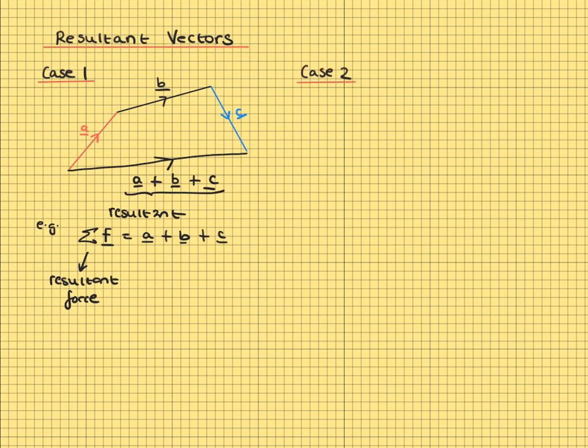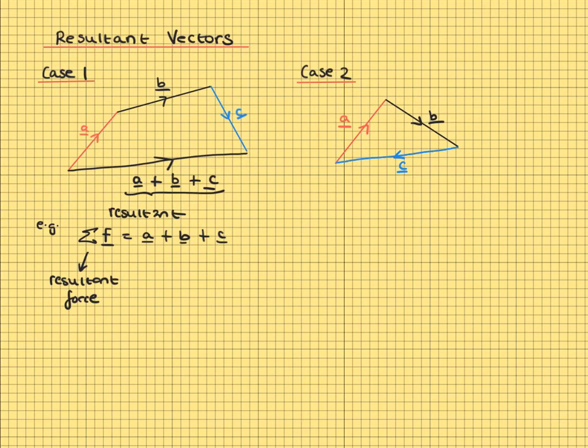Let's have a look at a slightly different case scenario. So this time I've got a vector A again, which is going to look something like this. I'm going to add on a vector B to the end of it, which is perhaps going to look something like this. Just move it in position so it's directly at the end of vector A. So there's vector B. And this time it turns out that vector C is like this. So vector C is from the end of vector B back to the start.